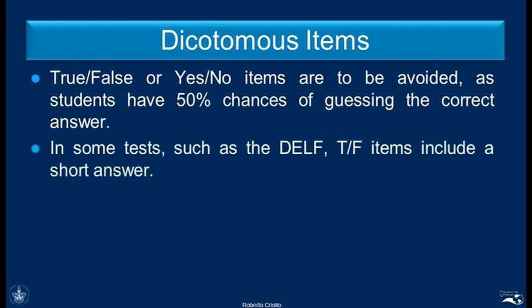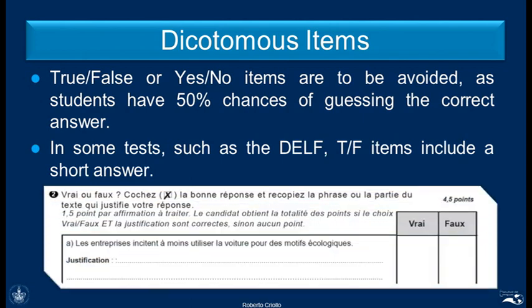Now, I'm just mentioning these kinds of items because some tests, such as the DELF, include true and false items, but in this case they try to make it more reliable by adding a short answer with it. In other words, you have to answer if the statement is true or false, but you also have to justify your answer. You have to explain why you are saying that it's true or why you're saying that it's false. So in this case, they can verify if you really know the answer, or if you're just guessing. Of course, if the justification is wrong, you will get a wrong answer.